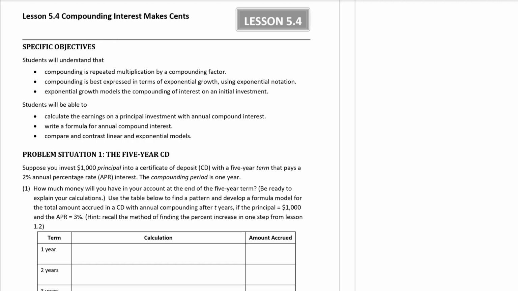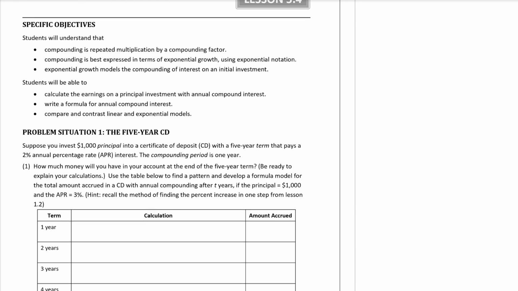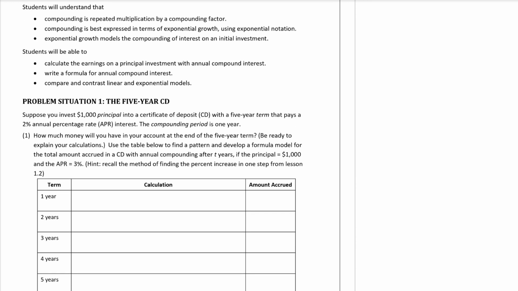Students will understand that compounding is repeated multiplication by a compounding factor. Compounding is best expressed in terms of exponential growth using exponential notation. The exponential growth model is the compounding of interest on an initial investment. Students will be able to calculate the earnings on a principal investment with annual compound interest, write a formula for annual compound interest, and compare and contrast linear and exponential models. So the objectives already imply what kind of model we're going to be looking at.